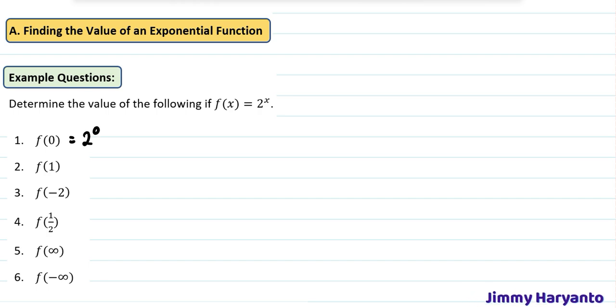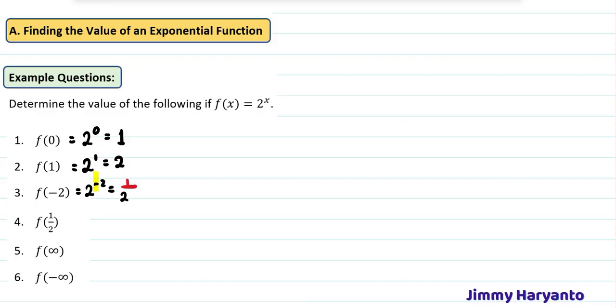So you have 2 to the power of 0. 2 to the power of 0 equals 1. And then 2 to the power of 1 equals 2. And then 2 to the power of negative 2 equals, you still remember what negative means? Negative means 1 over, right? And then we still have 2 to the power of 2, like there. So the value is 1 over 4. And then how about half? 2 to the power of half equals, do you still remember the meaning of half? Half means square root. Yeah, so square root of 2. And then infinity, 2 to the power of infinity.